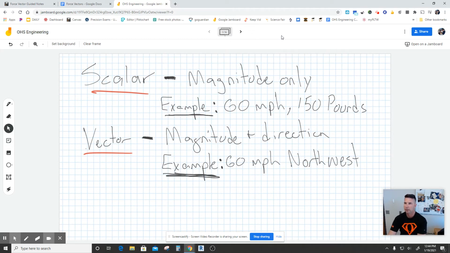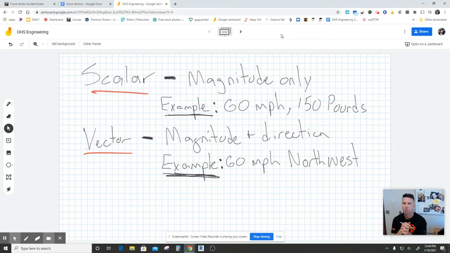First of all, let's talk about the difference between scalar and vector. One other thing before I forget, I always do these videos keeping in mind that you guys are going to pause as you need to. You shouldn't be writing as fast as I'm talking, so pause as you need to, and then jump back in when you're all set.